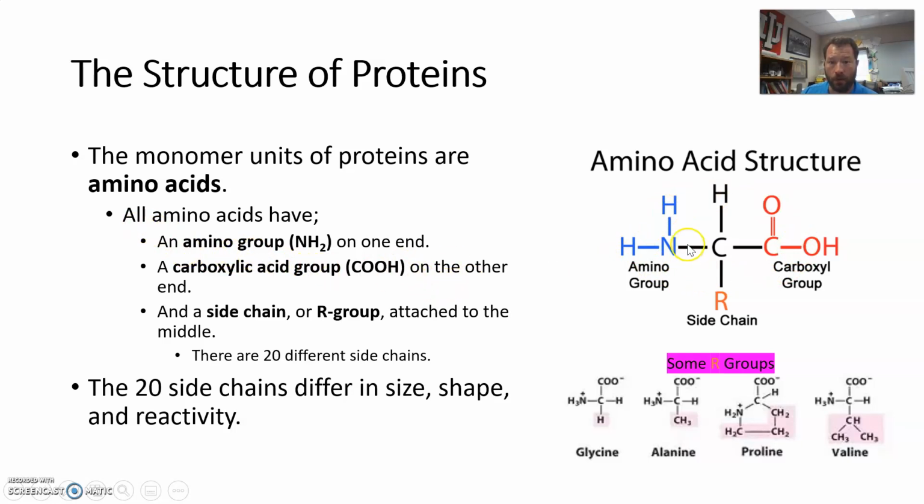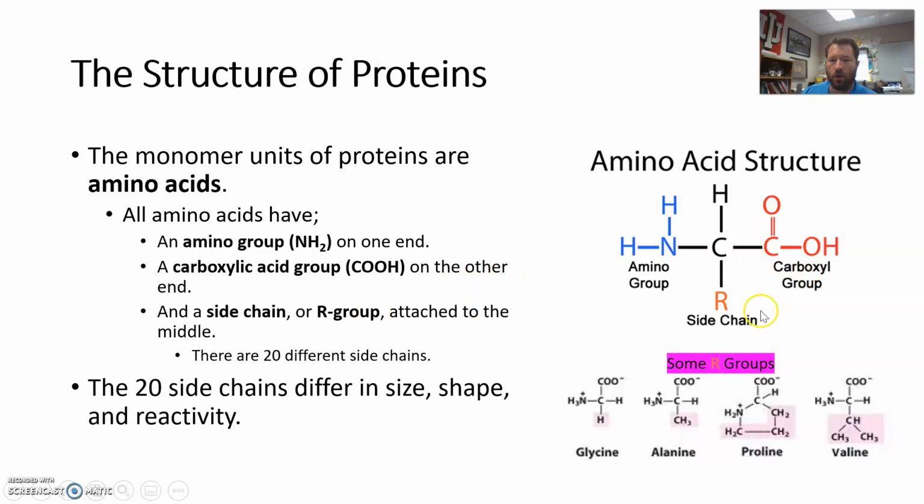They have an amino group. Amino is one N and two H's, so here that is in blue. They have a carboxyl group, which is a carbon double bonded to an oxygen, and then single bonded to an OH, a hydroxyl group there. So that's a carboxyl group.